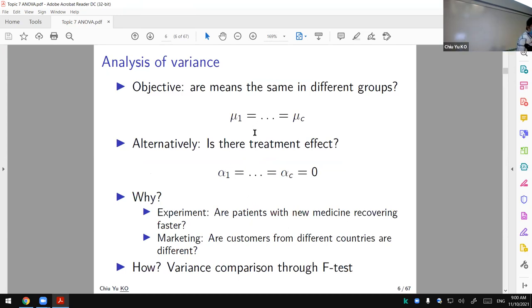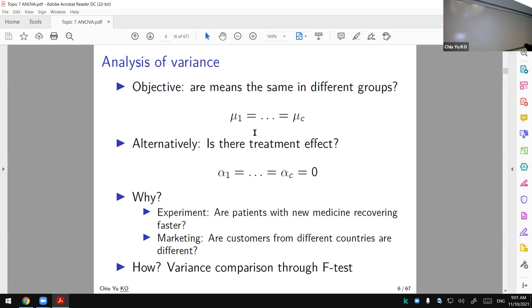The first one is whether you have a new medicine. These days, probably you know it as COVID. That's a new medicine, and you want to see whether the new medicine is going to make people recover sooner or later. So there are at least two new COVID medicines, like Molnupiravir and also the Pfizer one. You want to see whether they are going to be better.